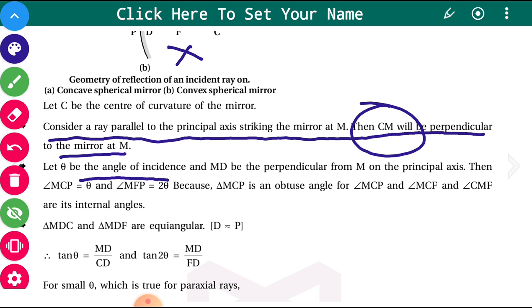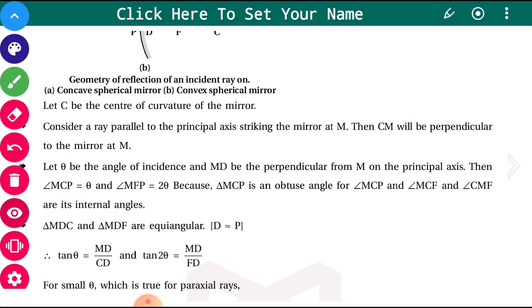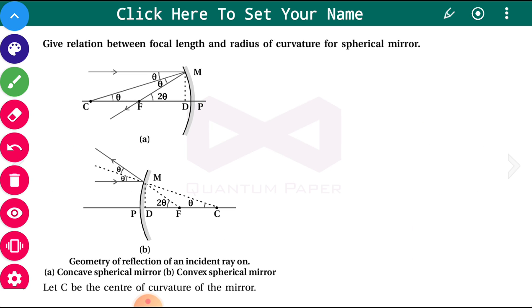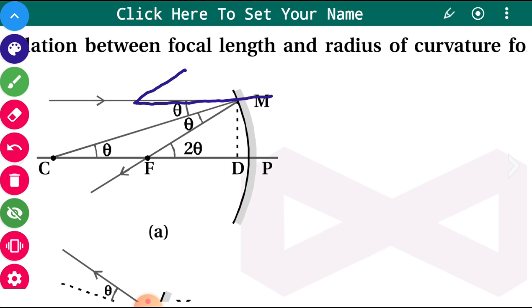Okay, then you can see here MCP is theta and MFP is 2 theta, that is shown here. MCP here, which I have shown, MCP is theta and MFP is 2 theta, that I have explained. Okay, MCP means this angle, MCP. And if you talk about MFP, then this angle will be 2 theta, that I have explained how they are becoming theta and 2 theta. Now just we have to consider two triangles. Try to understand. Very easy.